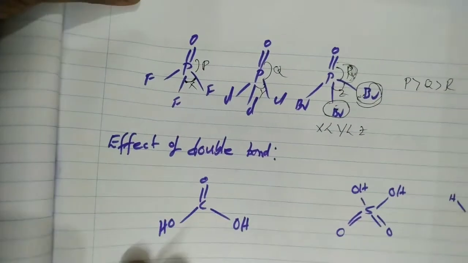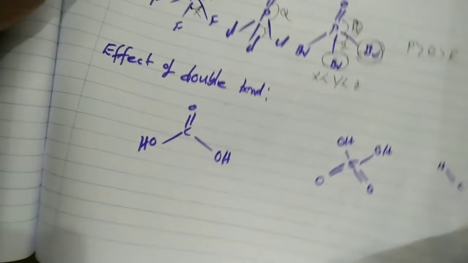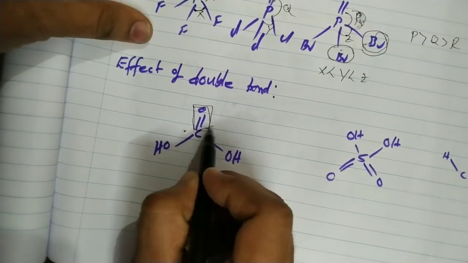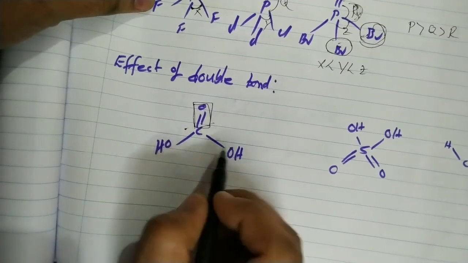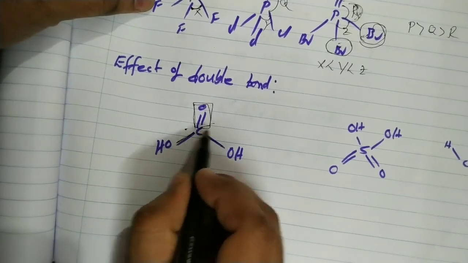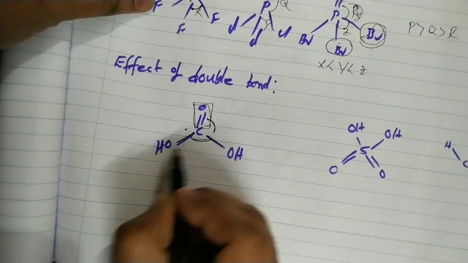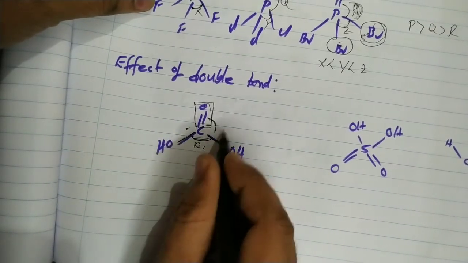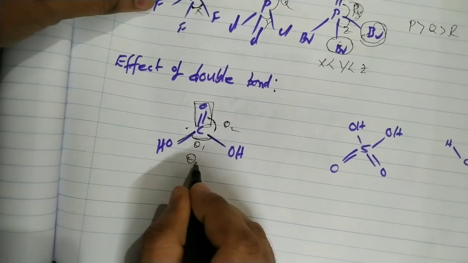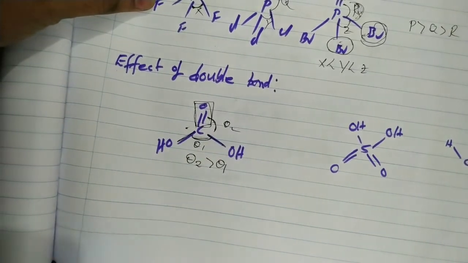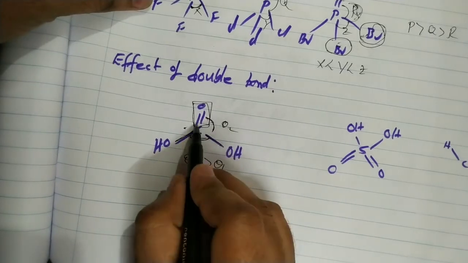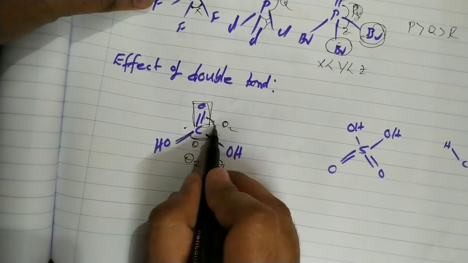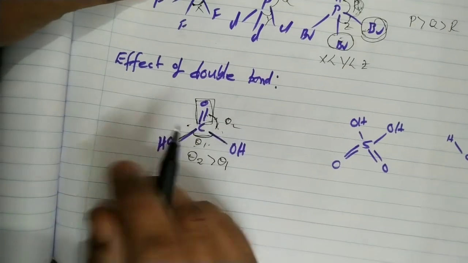Okay, next, the effect of the double bond. You know that this double bond occupies more space. There are two covalent bonds here, and here it is only one covalent bond. So here more repulsions, here less repulsions. Now in this case, first suppose this is theta 1 and this is theta 2. So theta 2 is greater than theta 1, because the double bond occupies more space, that means more bond pair repulsions. That's why this angle increases, and this angle slightly decreases.